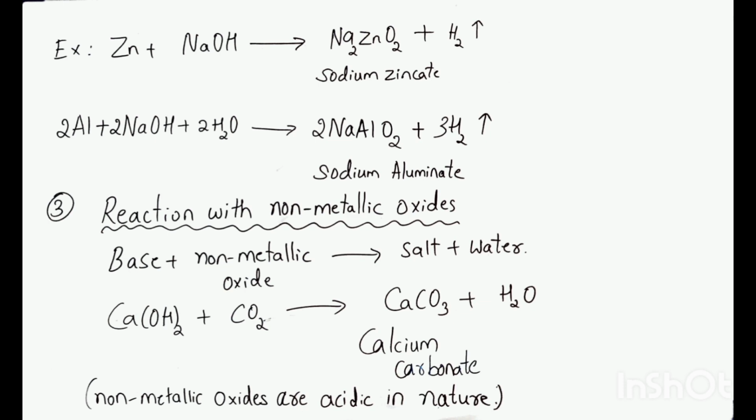Non-metallic oxides like carbon dioxide, sulfur dioxide, sulfur trioxide, they are acidic in nature because when they are dissolved in water, they form acidic solutions like carbon dioxide forms carbonic acid, sulfur dioxide, sulfur trioxide will form sulfuric acid, nitrogen dioxide will form nitric acid. Like this, non-metallic oxides are acidic in nature. So, they will react with base to form salt and water.